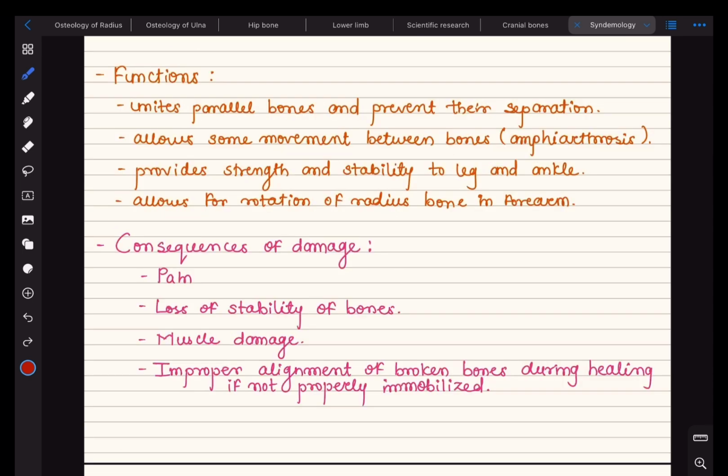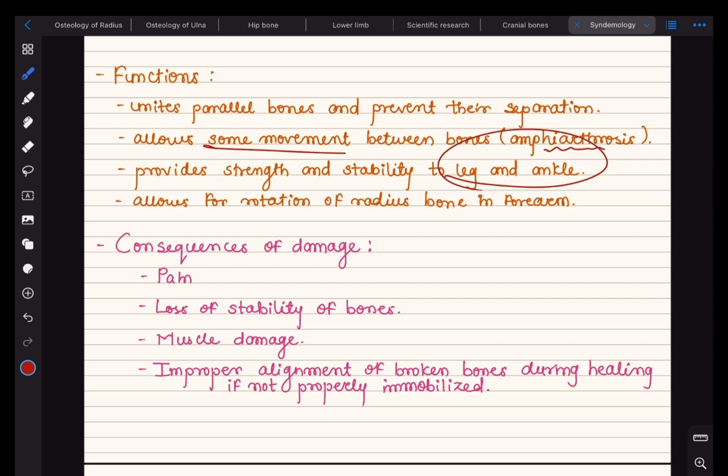Lastly, the functions of these joints. These joints help unite the parallel bones and prevent their separation. It allows some movement between the bones and hence they are termed as amphiarthrosis. It also provides strength and stability to the leg and ankle joint. It also allows for rotation of radius bone in the forearm.